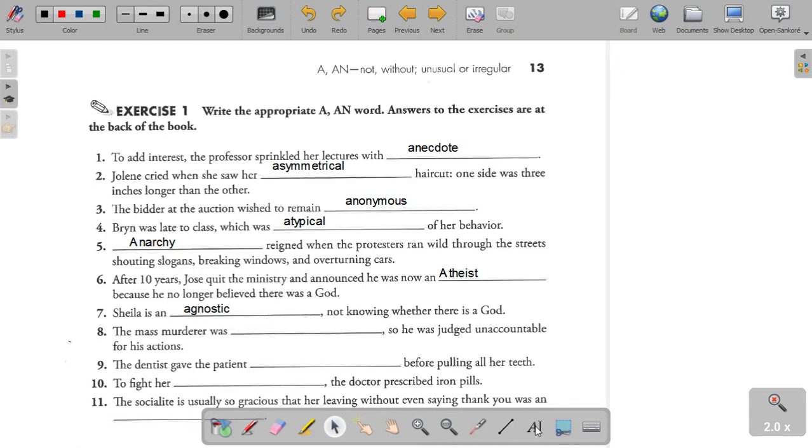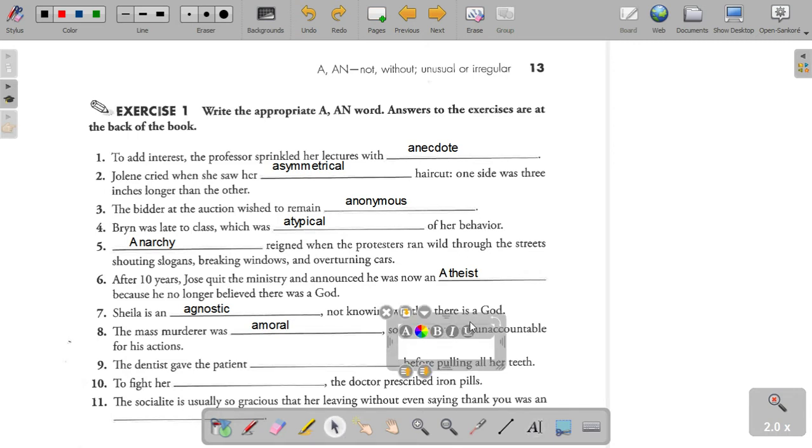That'll be another root we have eventually, so I won't go into too much detail about it now. The mass murderer was blank, so he was judged unaccountable for his actions. No, not this one. You know this? Remember the defense that some lawyers can put for their clients? This would be amoral. Amoral. Literally not moral, or not knowing the difference between right and wrong.